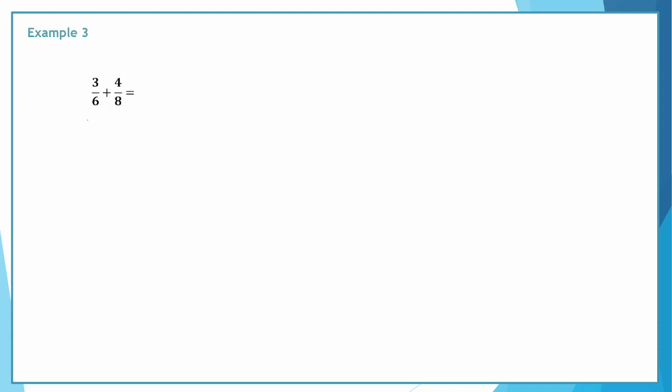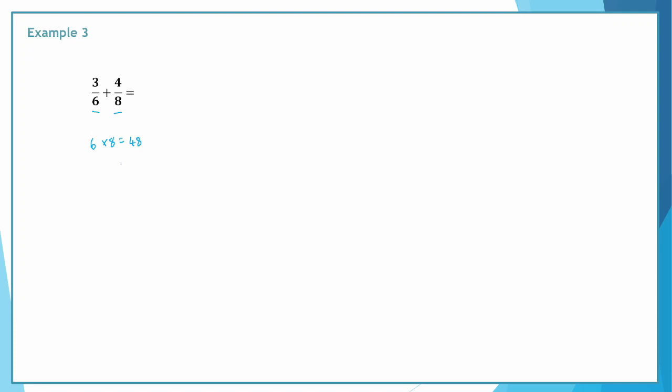So here we have example 3. We've got 3 over 6 plus 4 over 8. So we're going to use the same method that we used in our previous examples. We're going to find a common denominator first, and then we're going to just simply add together the top two numbers. So we could do, like we've done in the previous ones, we could just do 6 times 8 to give us our common denominator, which is 48.